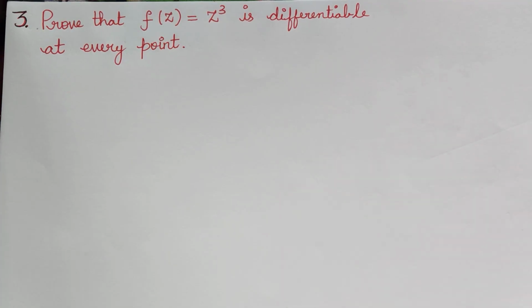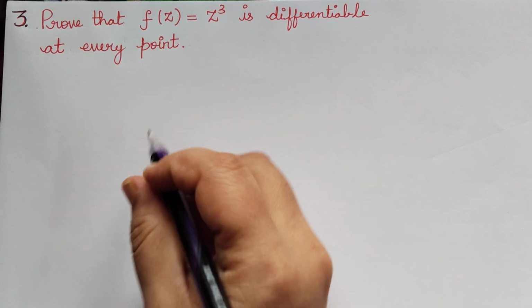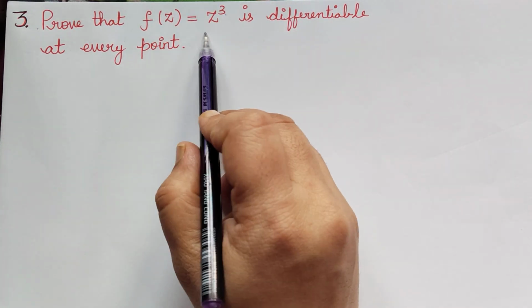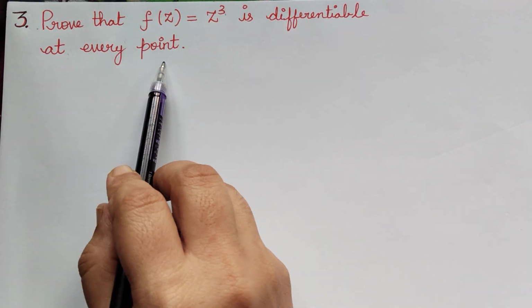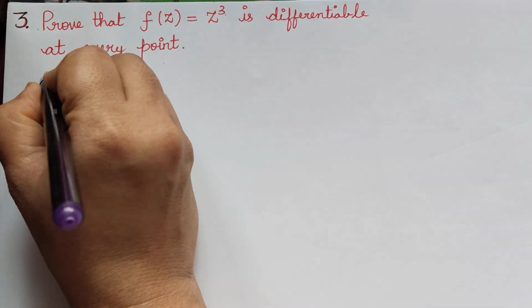We have one more problem in this video lecture. Now, f of z is equal to z cube. We have to prove that it is differentiable at every point. First of all, we will rewrite this problem.